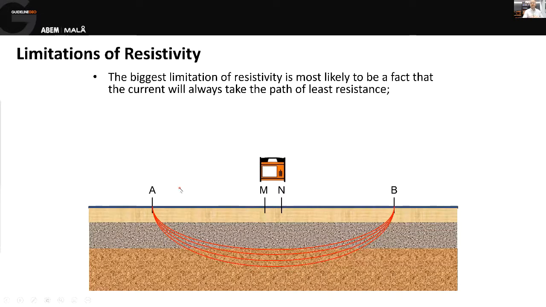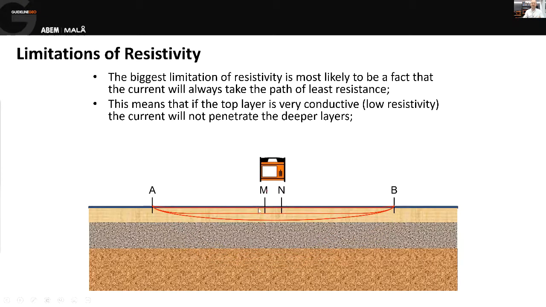There are some limitations to the resistivity method, and it's only fair that we talk about those as well. Probably the biggest one is the fact that current is quite lazy. It will always take the path of least resistance. So if we have a very conductive top layer, the majority of the current will be flowing in that top layer, and that means there will be much smaller currents in the layers beneath. And what did we say about having smaller current? We said that means we'll get a smaller returned signal, and therefore that returned signal may be less stable, may be more prone to interference. So if we have something very conductive at the surface, it will be difficult for us.